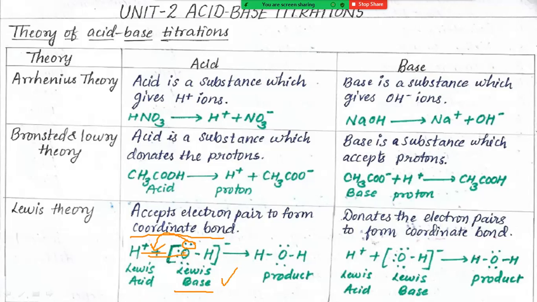So here the hydroxyl ion, OH minus, will be providing an electron pair and forming a coordinate bond. So this is called a coordinate bond, right? By the formation of a coordinate bond, finally we are forming a compound. Okay, so this is called a Lewis acid and Lewis base.